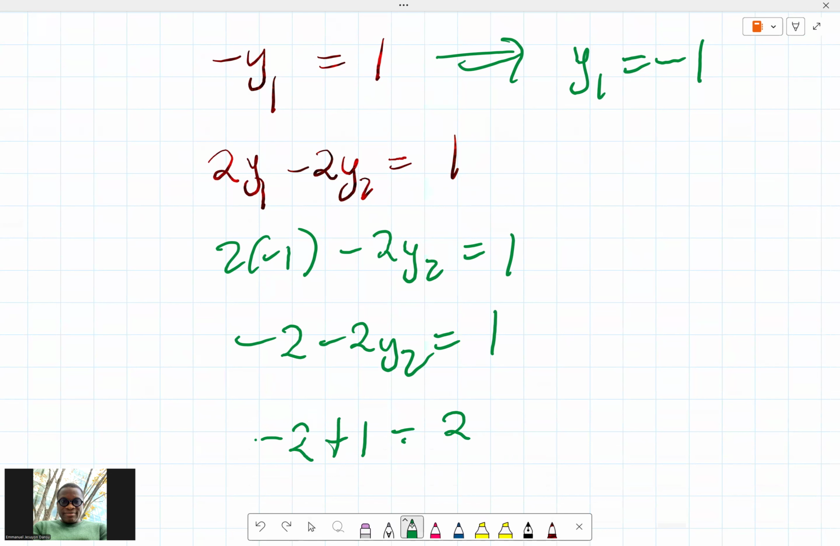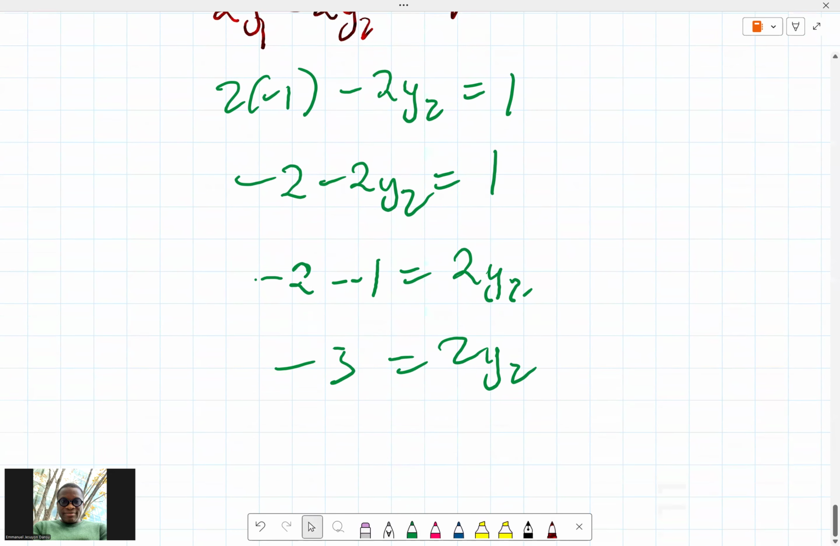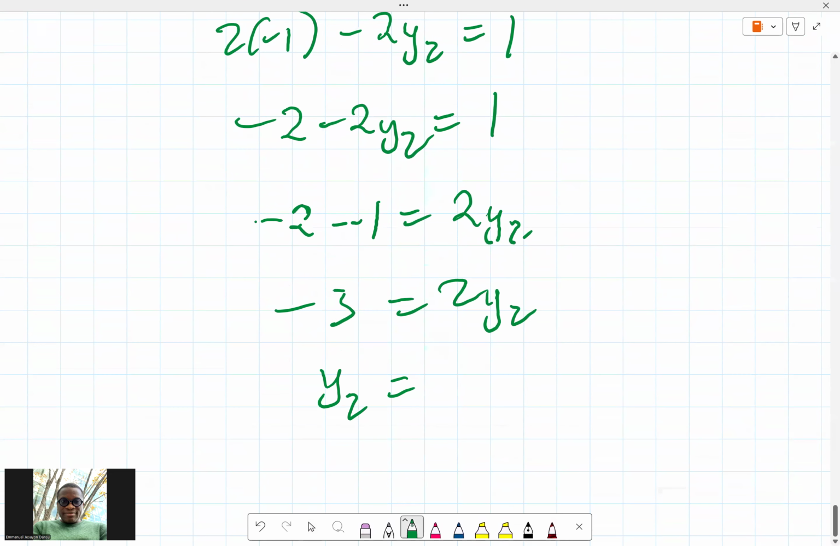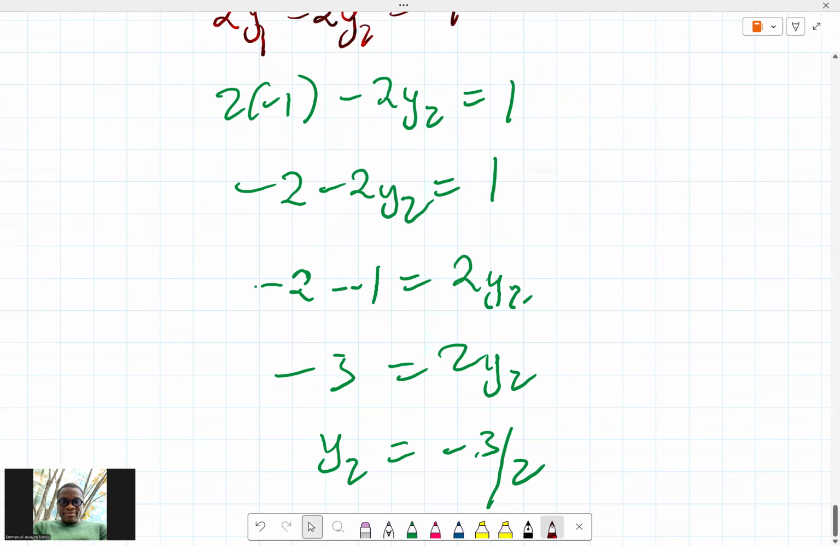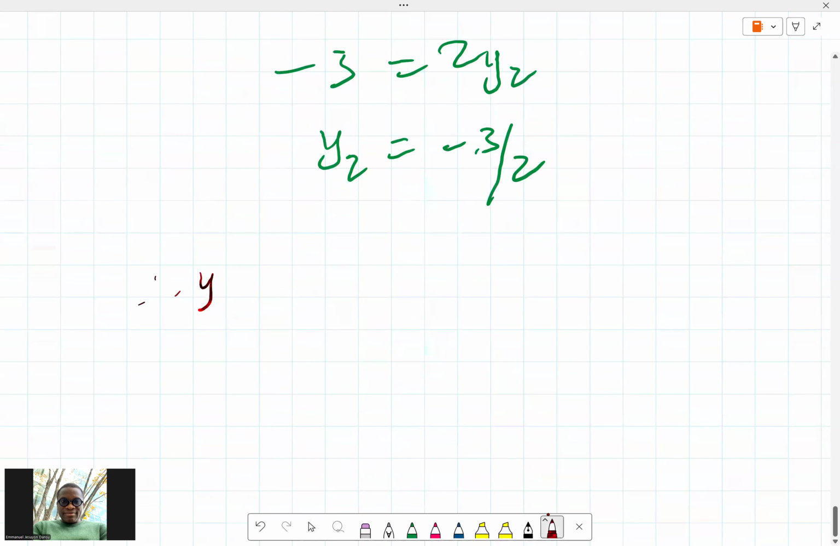Is it minus 2 plus 1? That's minus 2 minus 1. So this is minus 2 minus 1 equals 2y2. So that's minus 3 equals 2y2. So y2 is equal to minus 3 over 2. So what do we have? y1 is minus 1 and y2 is minus 3 over 2.